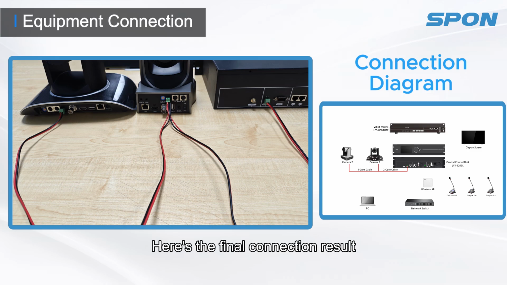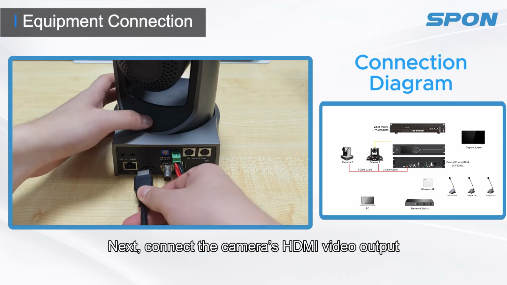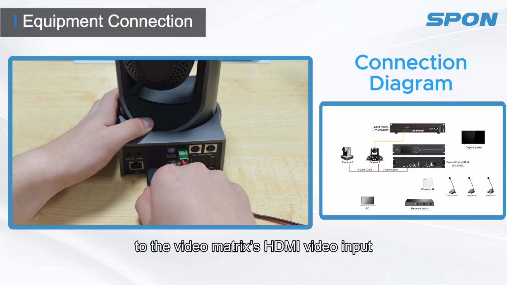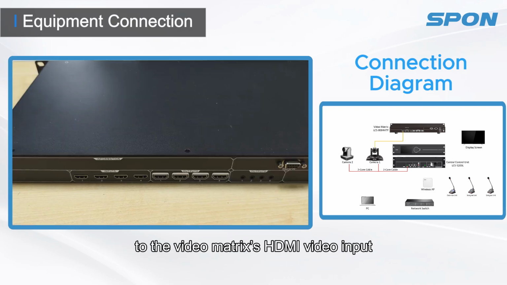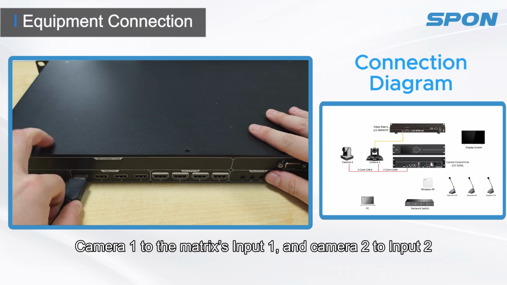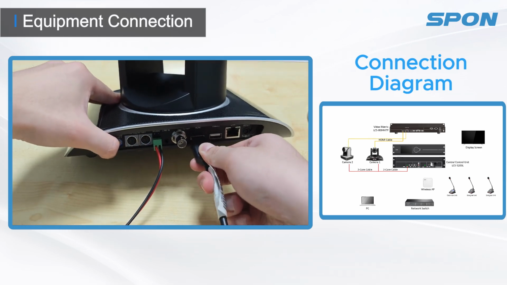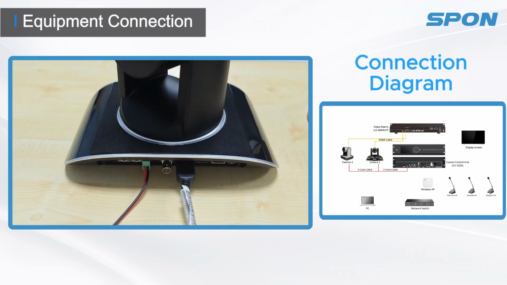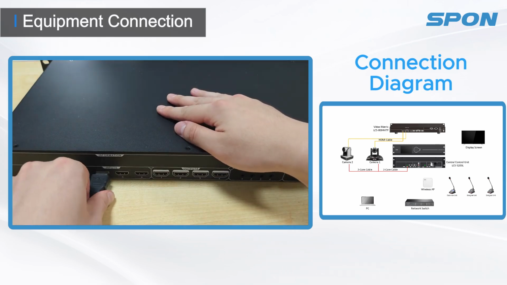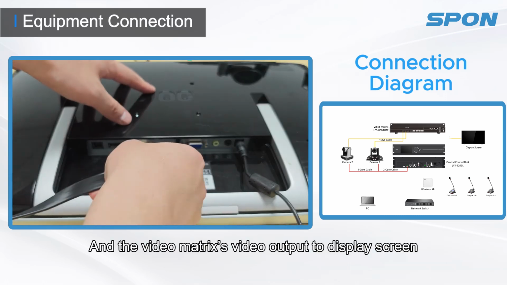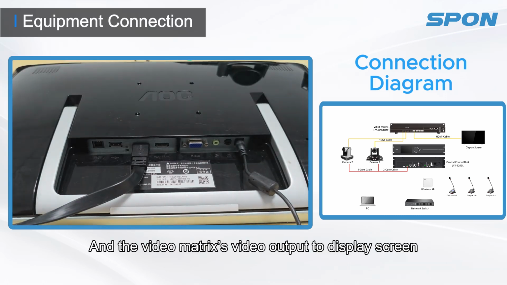Here's the final connection result. Next, connect the camera's HDMI video output to the video matrix's HDMI video input. Camera 1 to the matrix's input 1, and camera 2 to input 2. And the video matrix's video output to the display screen.